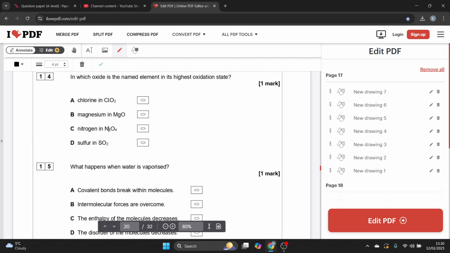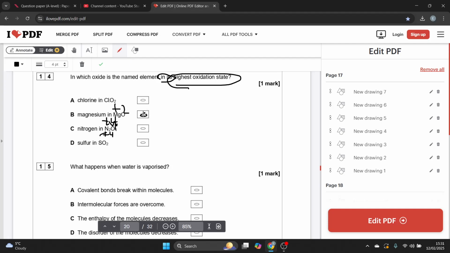Question 14. Which oxide is named with the element in its highest oxidation state? Chlorine in this one, from minus 2 to... No. Magnesium in that, that's plus 2. Nitrogen in that, that's going to be plus 4. Which is the named element in its highest oxidation state? In its highest oxidation state.